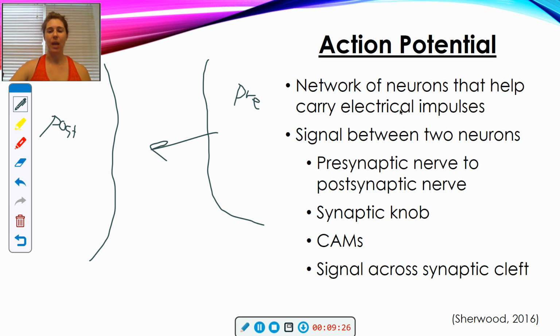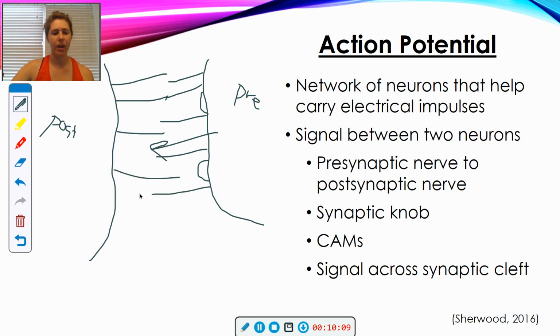So what happens is I get these electrical impulses that make this area over here with the presynaptic nerve swell. And when it swells, it forces out these little synaptic knobs. And these knobs, I'm going to show you a little later, contain certain signals, or a neurotransmitter. Now, that's not the only thing I need. In between, in this space, which is called the synaptic cleft, there are these kind of intertwining, finger-like adhesion molecules. And they are called CAMs.